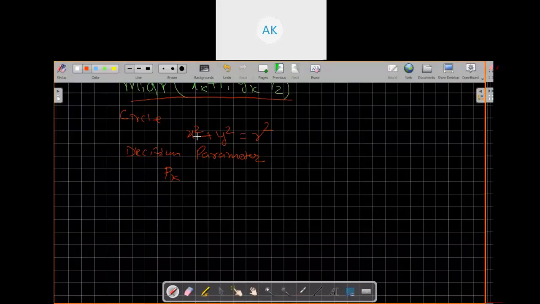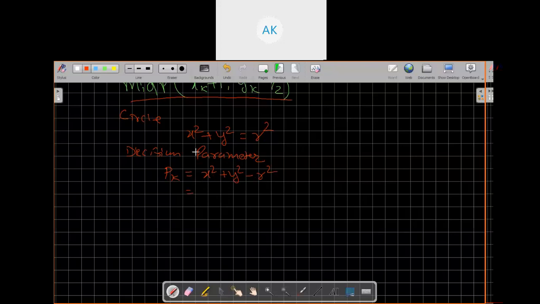Your circle equation is x square plus y square equals r square, and your decision parameter pk will be x square plus y square minus r square. Okay. The same way we calculated in Bresenham's line drawing algorithm. First we calculated the decision parameter, which is x square plus y square minus r square, as you can see in the equation of circle. Here put the value of x and y.